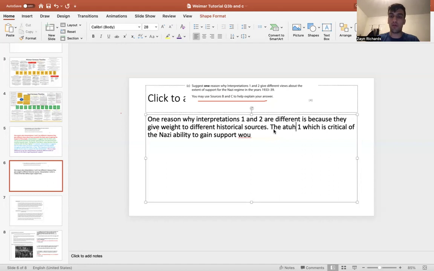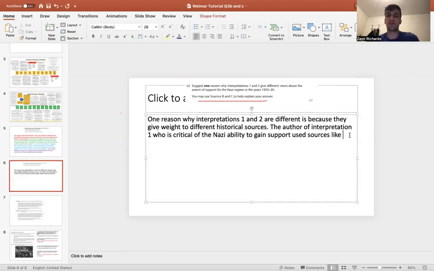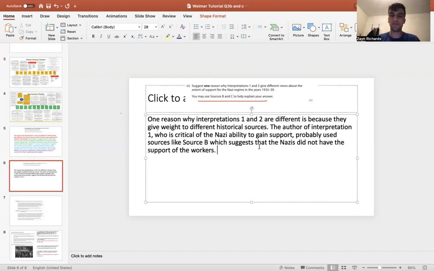In fact, no, that's right. The author of interpretation 1, who is critical of Nazi ability to gain support, would have used sources like. Then you want to link it to the sources that we've seen beforehand. So source B is our source, which suggests that the Nazis didn't have popular support. So the author of interpretation 1, who is critical of the Nazi ability to gain support, probably used sources like source B, which suggests that the Nazis did not have the support of the workers. Okay.